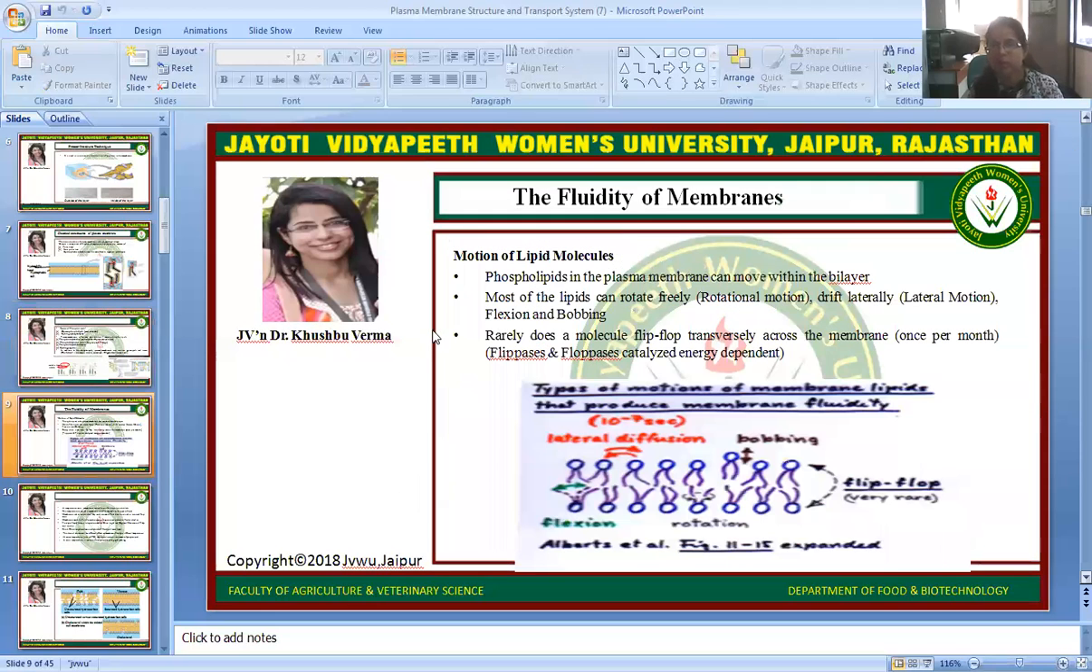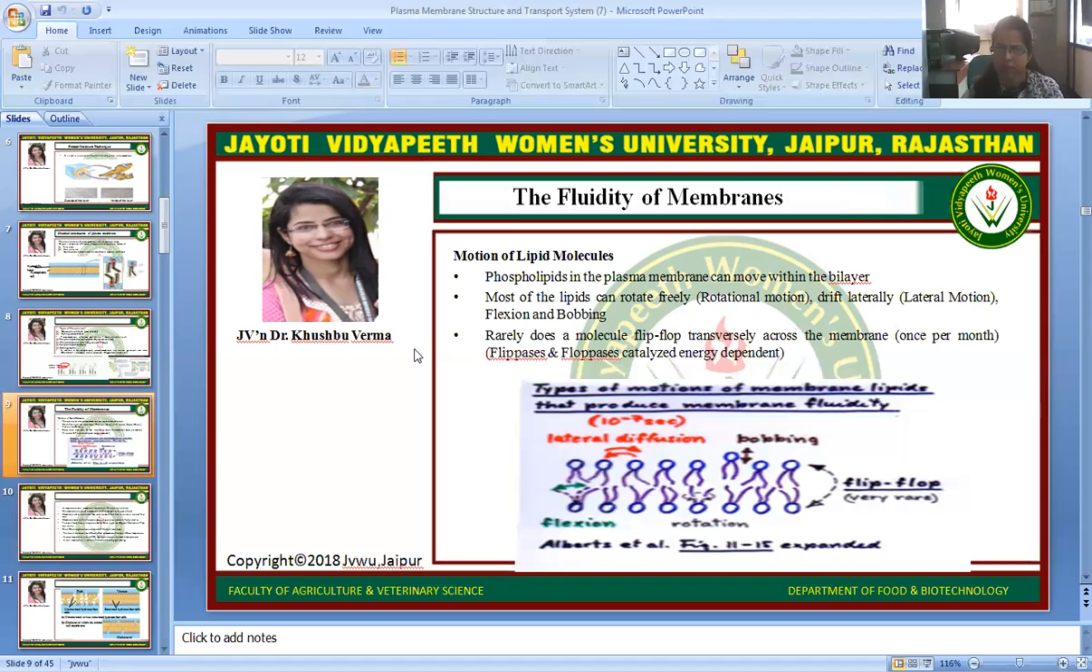If we talk about the fluidity of the membrane, as I told in my previous session, the membrane is quasi-fluid in nature. It will not be a solid, it will not be a proper liquid. It will be quasi-fluid in nature, and motion of the lipid molecules will occur within the bilayer. Phospholipids in the plasma membrane can move within the bilayer. Most of the lipids can rotate freely.